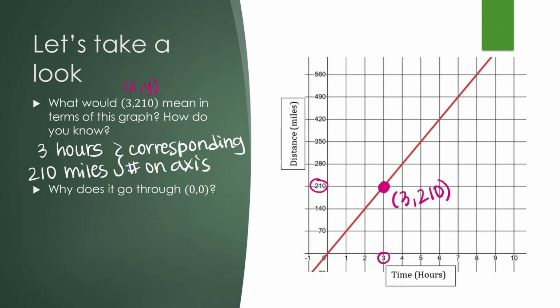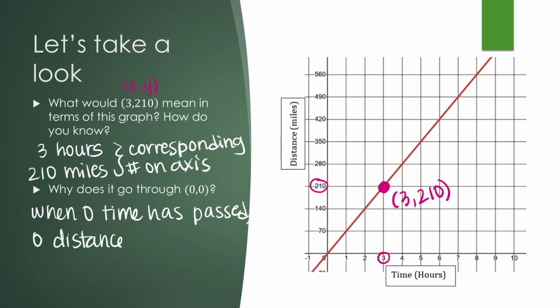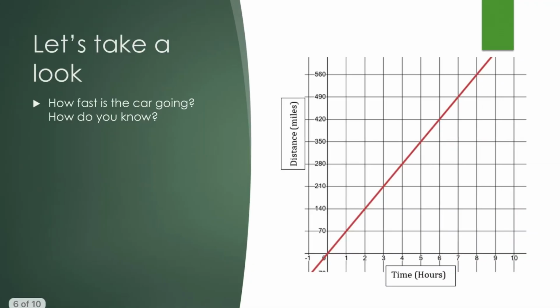Why does it go through (0, 0)? Because that's the origin. When 0 time has passed, 0 distance has been traveled. So remember, in a proportion, it's a ratio. They are integrated together. One can't go anywhere without the other. So it has to be 0 on both sides because nothing of one part would mean nothing of the other.